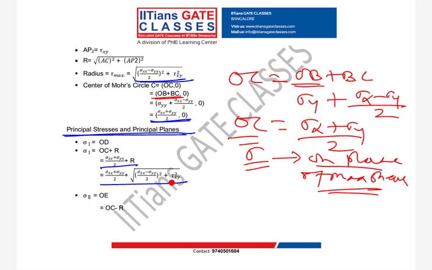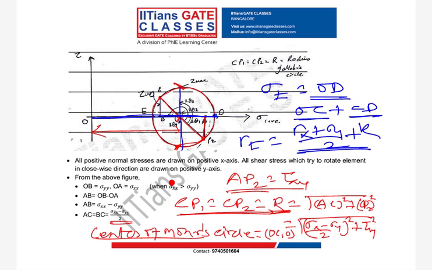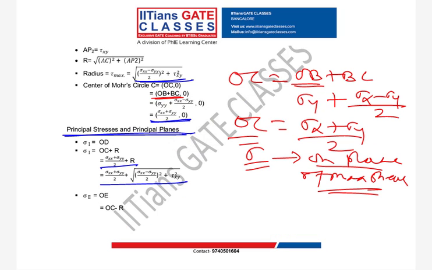Now what is your second principal stress? It is the minimum value, right? So what is the minimum value here? It is OE. Now what is OE? OE is OC minus R. So what is OC? It is sigma X plus sigma Y by 2, so sigma 2 is sigma X plus sigma Y by 2 minus R.